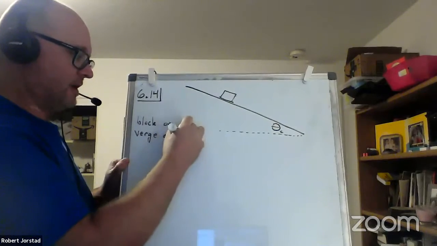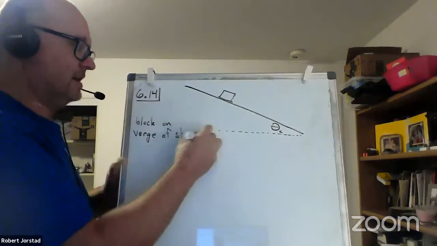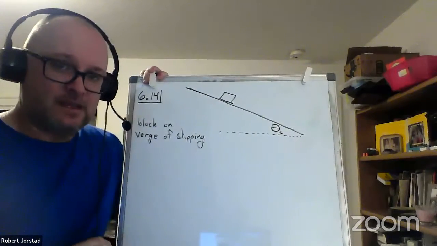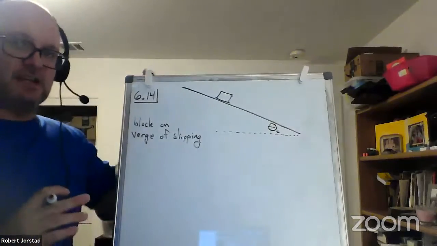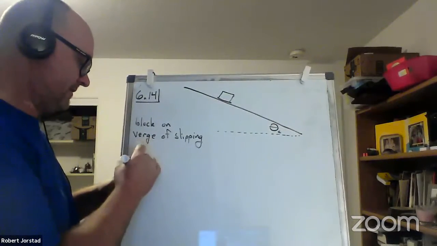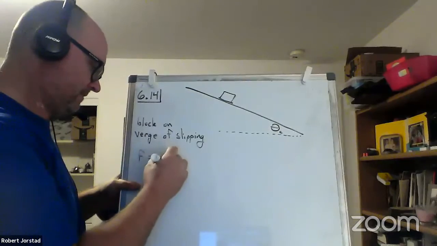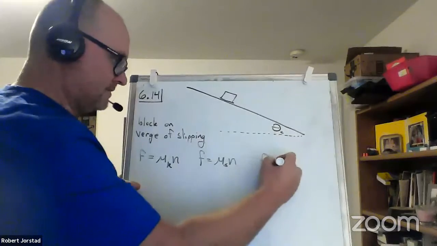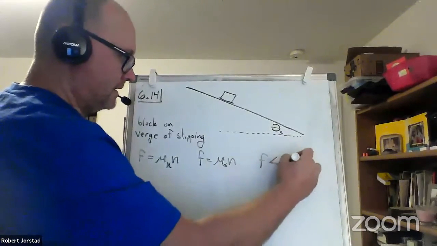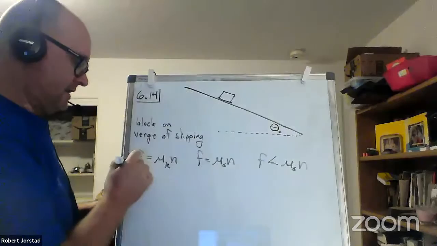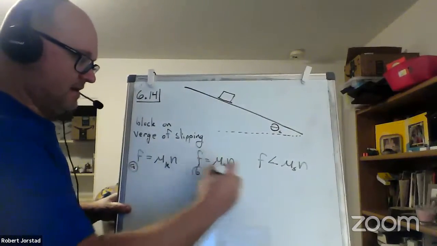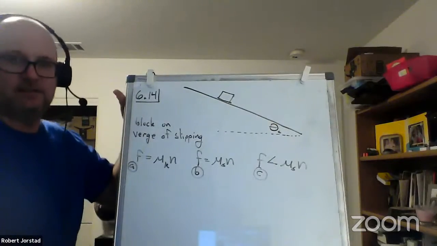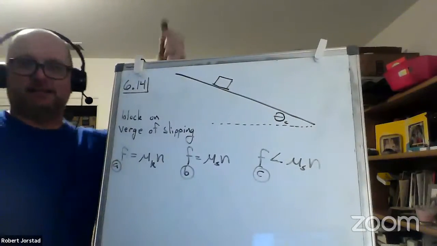The idea again was I keep tilting the ramp until the block is on the verge of slipping. All right. Now, if the block is on the verge of slipping, that should tell us something. I'm going to write down some choices for you. There's 3 different choices here: A, B, and C. Which one of these choices is a valid equation to use? One of these is valid.